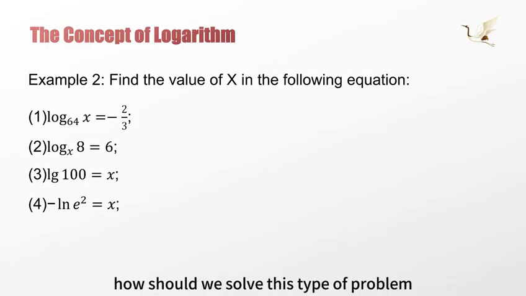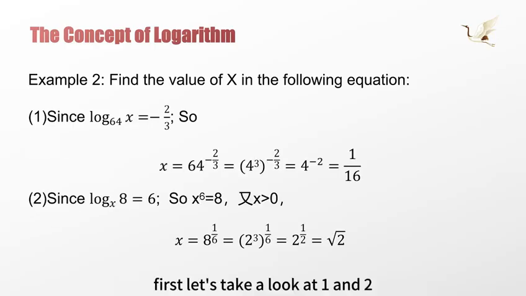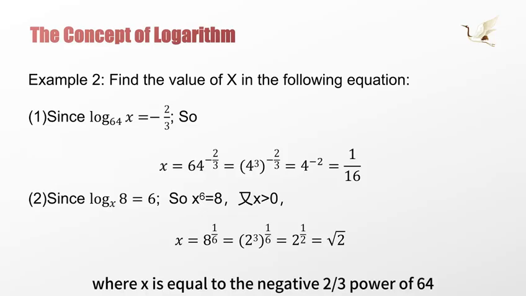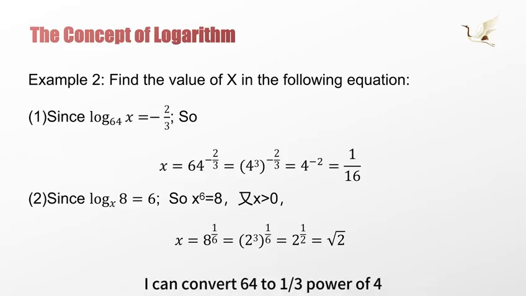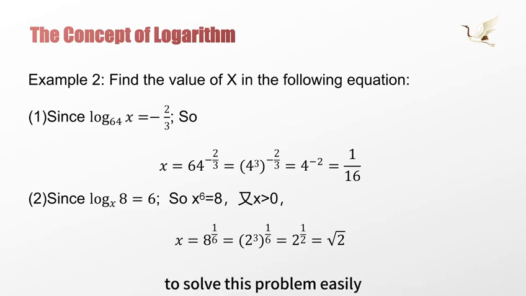How should we solve this type of problem? We can convert it into an exponential equation. First, let's take a look at 1 and 2. The first question is directly converted into an exponential equation, where x is equal to the -2/3 power of 64. I can convert 64 to the 1/3 power of 4, and then we can use the properties of exponentiation to solve this problem easily. Therefore, this value is 1/16.